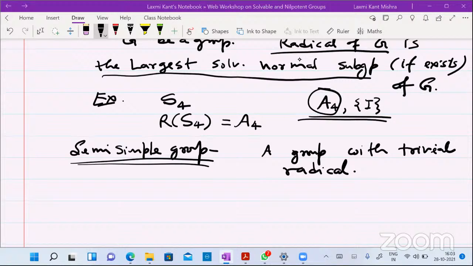I think Seema Moria is asking about an example. So just take Z5. Z5 is already solvable, and it is normal in itself, so I think its radical will be Z5.